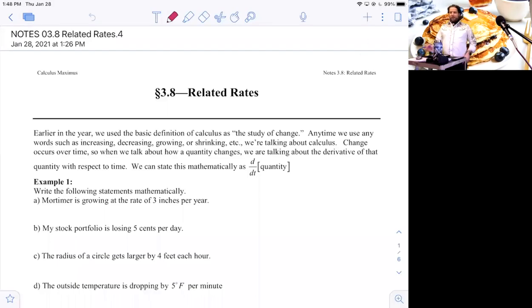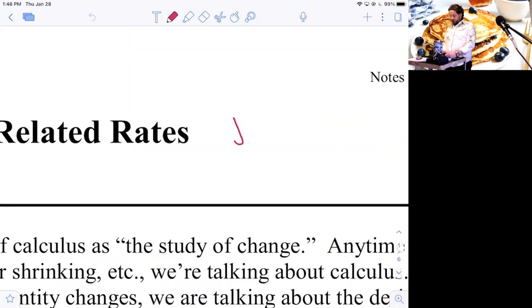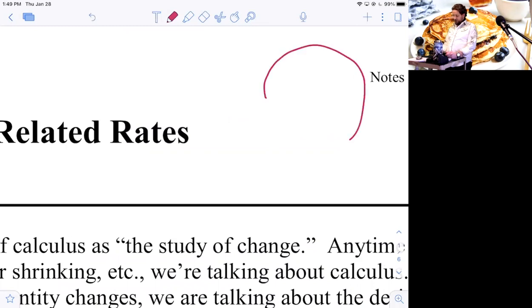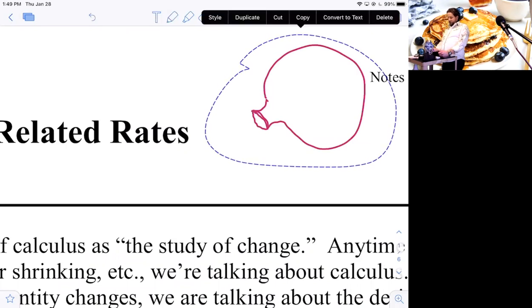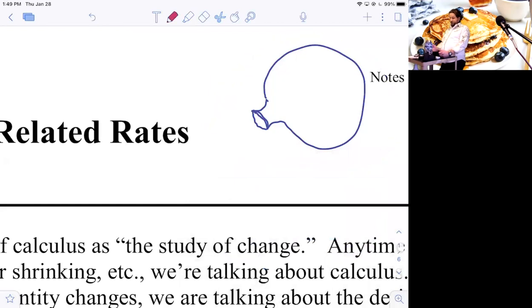3. Related rates. I always start this section by drawing a picture of a balloon. Is that a balloon? Does that look like a balloon? Let me try it again. Yeah, like a whoopee cushion. I don't know, something like that. There you go, that's a little better. Maybe it looks like a whoopee cushion because it's red. Let me switch to blue. There you go. Now it looks like a blue whoopee cushion.